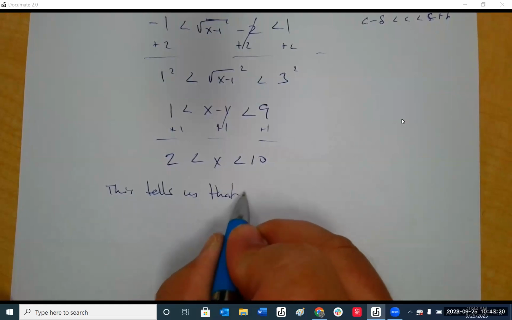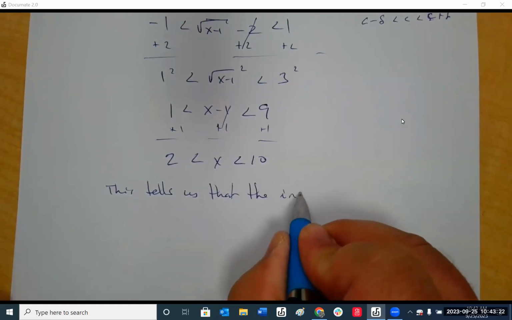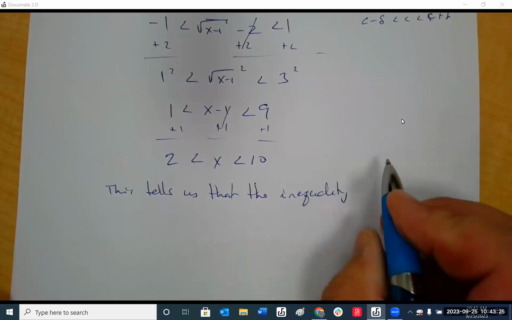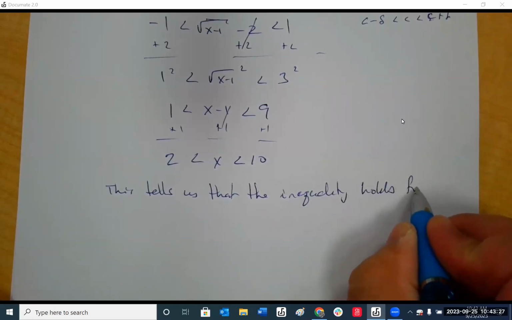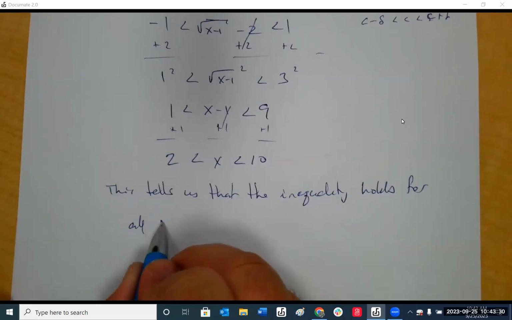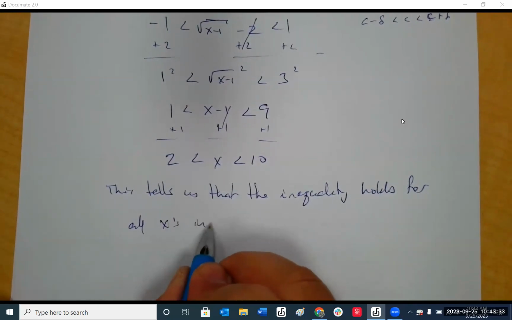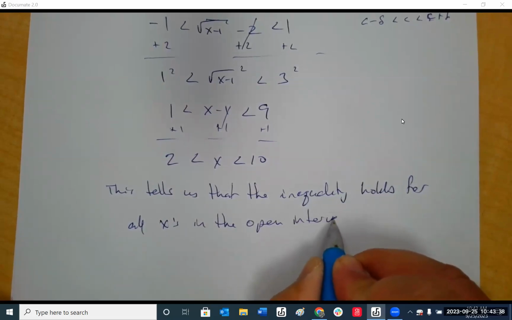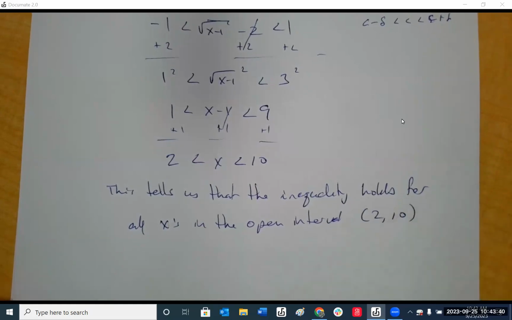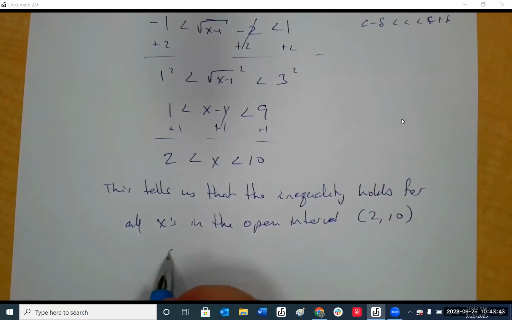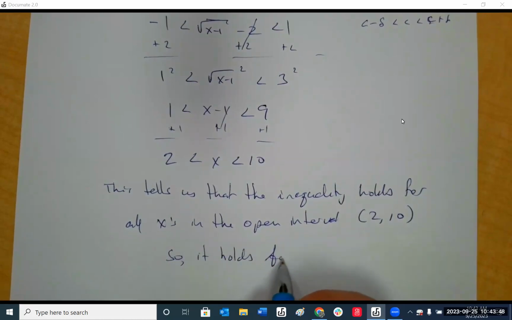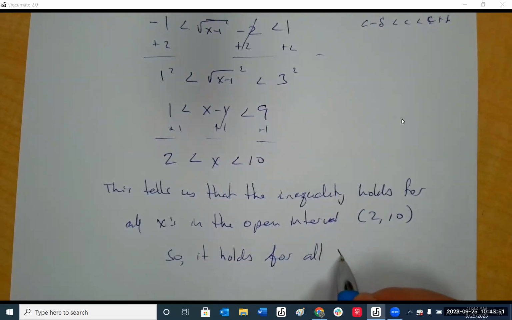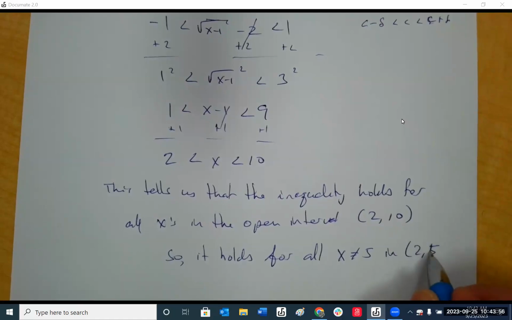This tells us that the inequality holds for all x's in the open interval 2 to 10. So it holds for all x's not equal to 5 in that interval.